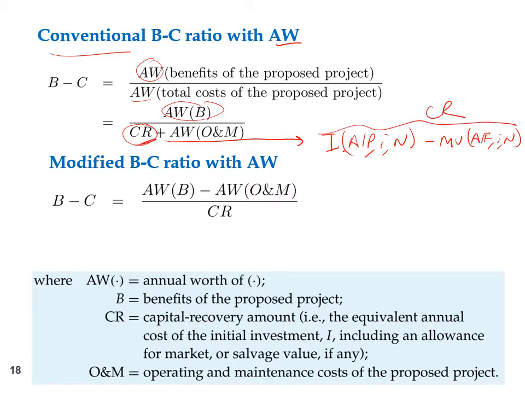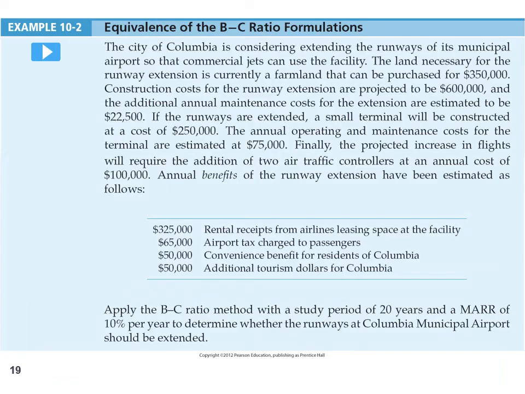So here we write capital recovery plus the operating maintenance costs. In the modified version, we just move this operating maintenance cost to the numerator as a negative, as a minus one. Okay, and this is the conventional and modified BC ratio with the annual worth. Exactly the same with the present worth, nothing different. And you can do the future worth in a similar way, but the present worth and the annual worth are the most common ones when we compare with the future worth.